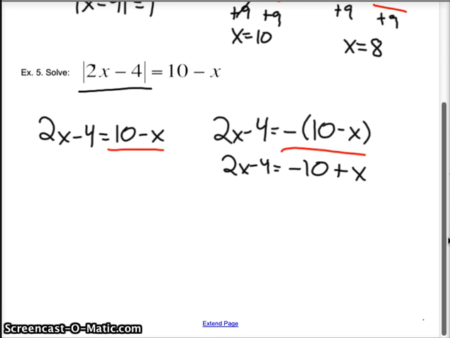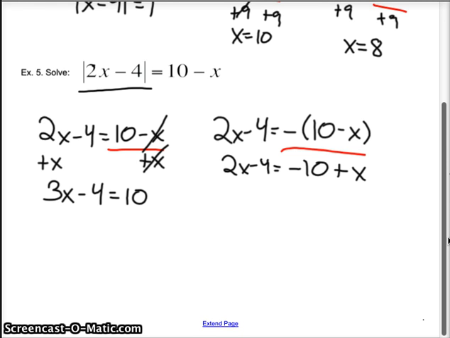Now, both of these equations, again, are ready to solve. Now, notice, both of them have the variable on both sides of the equation. So the first thing I want to do is take care of that. So if I'm looking at my left-hand equation, to take care of my variable being on both sides, I'm going to add that x. Because now it combines to 3x on that side of my equation. And it's dropped off the other side.